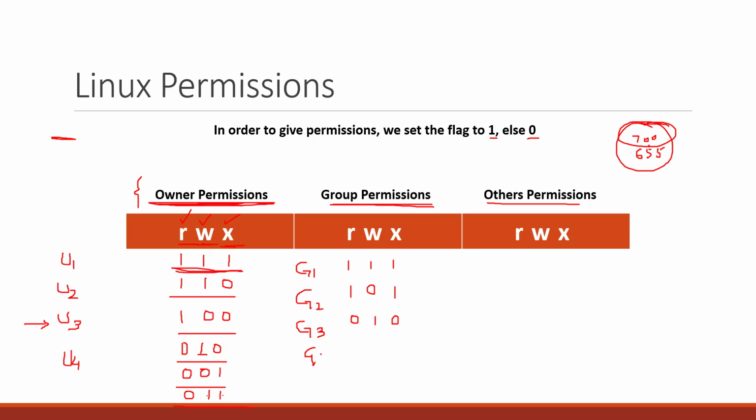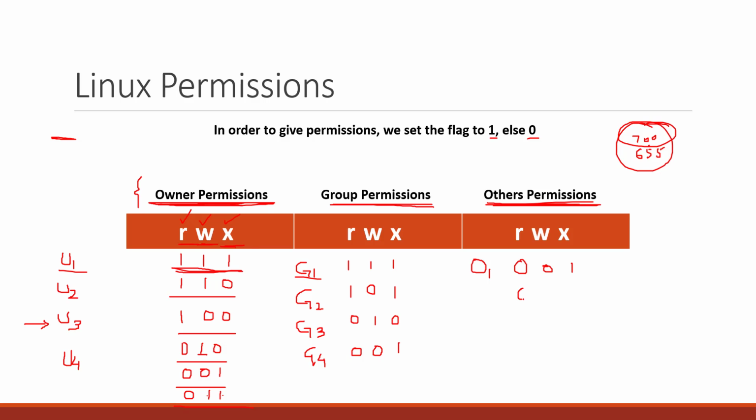Similarly, for G4, I want to give them only the executable permission, so I can do something like this. Similarly, anybody that is not part of this group, I want to set the last set of permissions as well. So anybody that is other, let me call it other. Anybody that is not part of this group, or is not this user, I want to give them some permission. So maybe I want to give them only executable permissions.